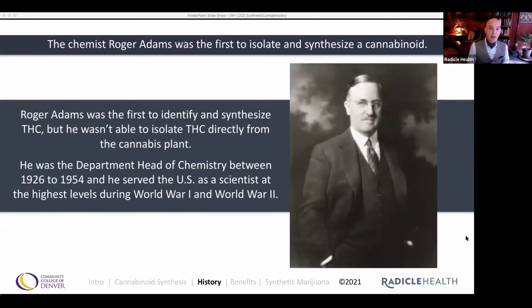The American chemist Roger Adams was actually the first to isolate and synthesize a cannabinoid. Adams is a well-known and respected chemist. He was the department head of chemistry at the University of Illinois between 1926 and 1954, and he greatly influenced graduate education in America. He taught over 250 PhD and postgraduate students, and he also served as a scientist at the highest levels of government during World War I and World War II.